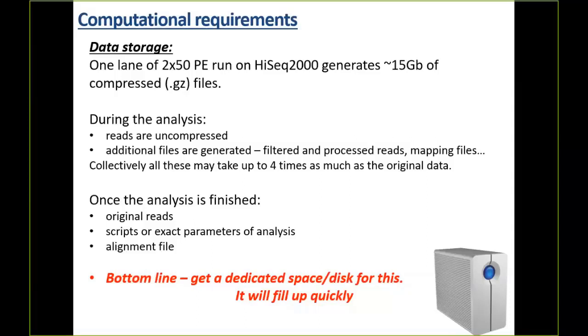So bottom line, plan on getting some hard drives. Typically, you're going to want to store your critical files, like your raw sequencing reads, on 2 separate hard drives.